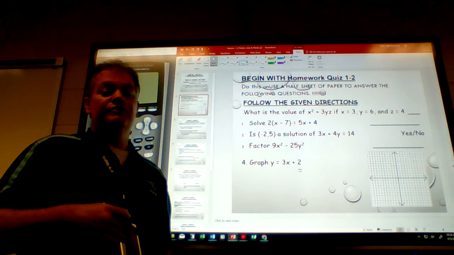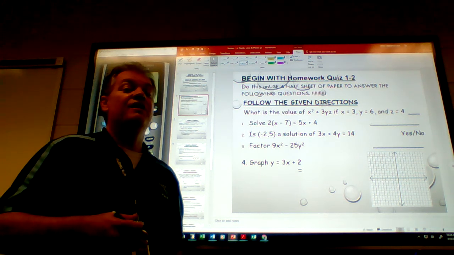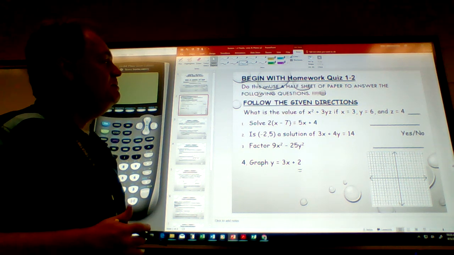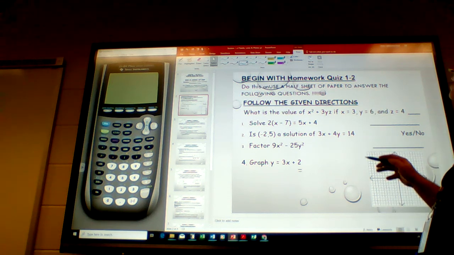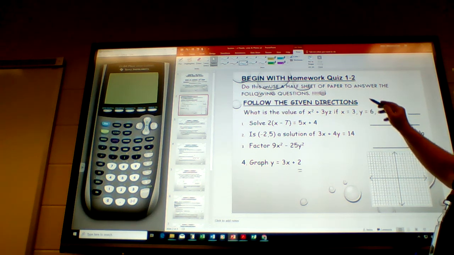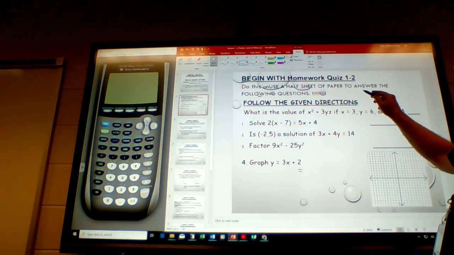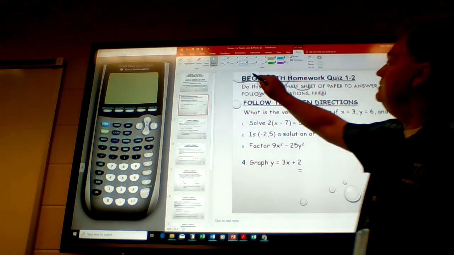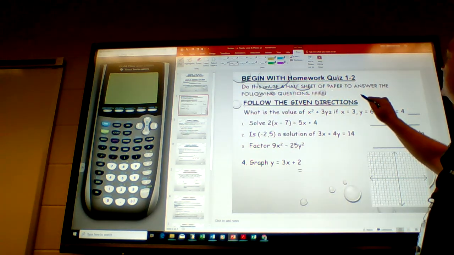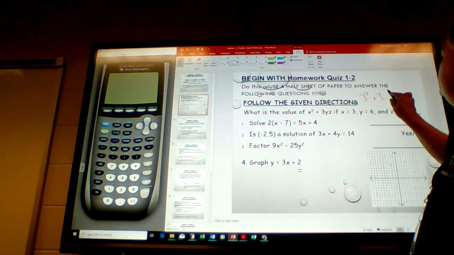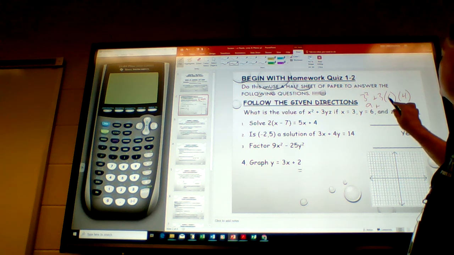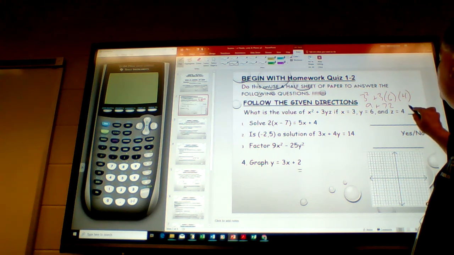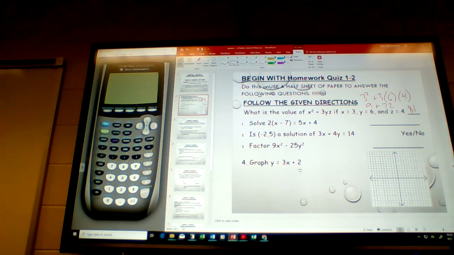Now, first of all, normally I don't always go over the homework quiz with you, but since this involves a lot of algebra that you have been out of for a while, I'm going to go over it in a little more detail. It says, what is the value of x squared plus 3yz when x equals 3, y equals 6, and z equals 4? We're going to plug those in. So I got 3 squared plus 3 times 6 times 4. Remember, 3 squared is 9. 3 times 6 is 18, times 4 makes it 72, which gives us a value of 81 when you add them both together.